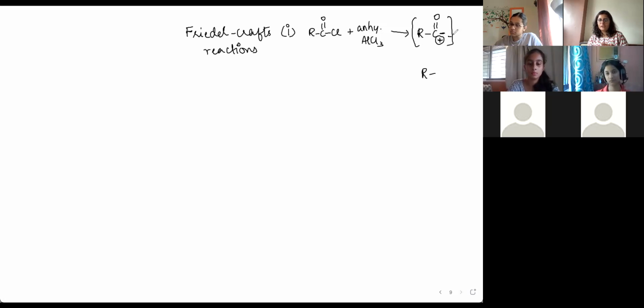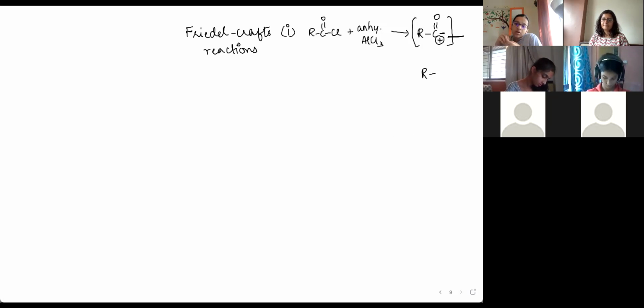So depending on what you attach here, if it is OH, it becomes an acid. If you attach another alkyl chain, it becomes a ketone. If I put an NH2 here, it becomes an amide. So that way it will change depending on what you attach. But this particular group is called an acyl group.